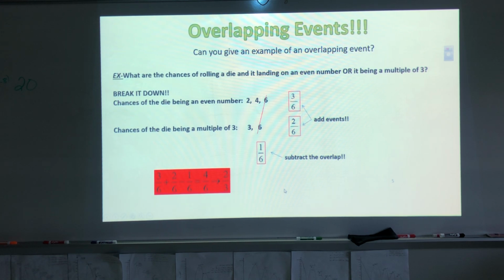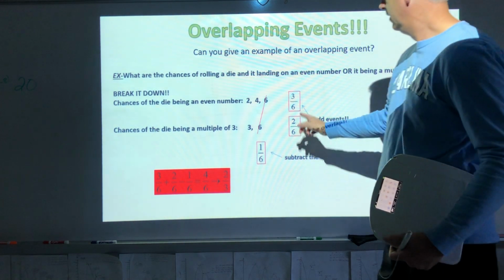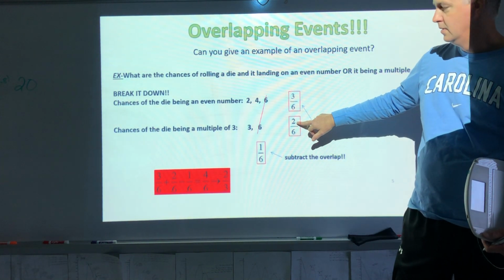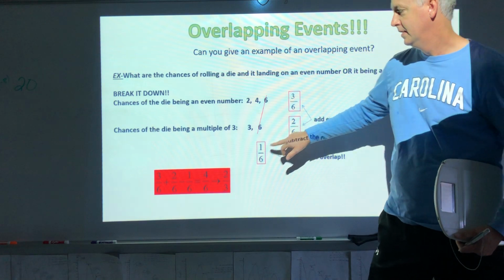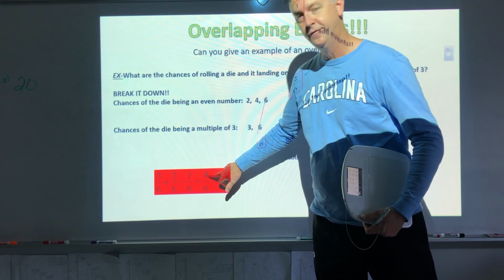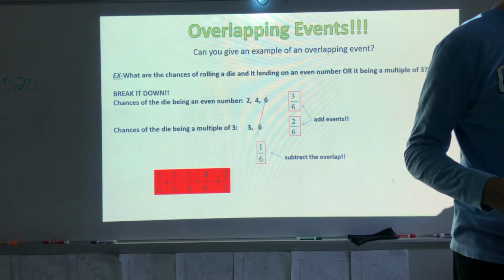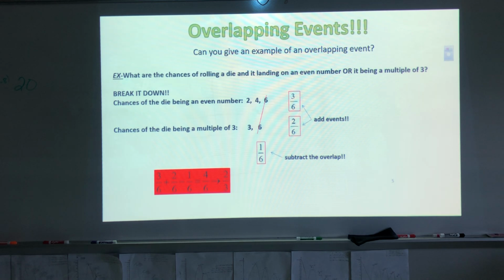So, how did this work? 3 plus 2 is 5. 5 minus 1 is 4, so it's 4/6. 4/6 is a reducible fraction of 2/3. 2/3 is, I think, like 66.7%.